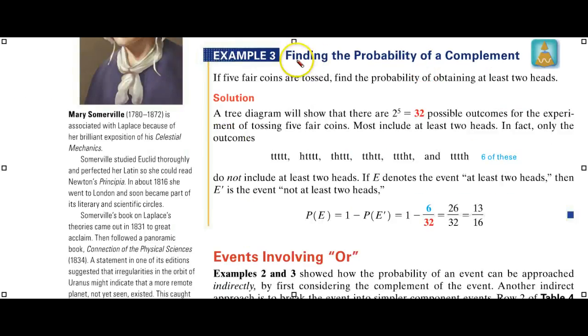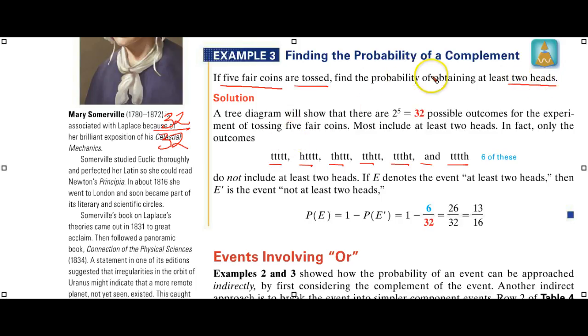In example 3, it's finding the probability of a complement again. Here we have 5 fair coins tossed. Find the probability of obtaining at least 2 heads. Well, this is going to be 2 to the 5th power, and that gives you 32. So 32 would be your sample space. If you did all of them, it would be 32 out of 32. And if you made a tree diagram, as they're suggesting here, only 6 of them would be the outcomes that didn't have at least 2 heads.